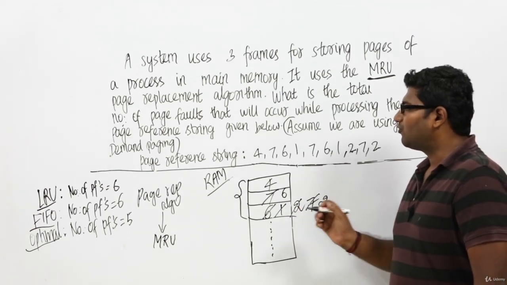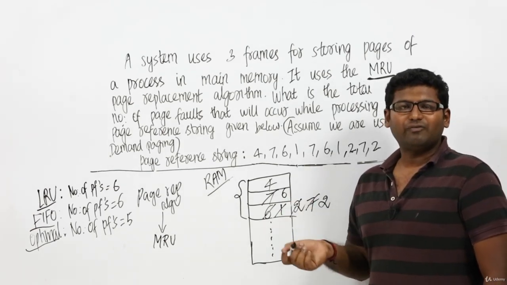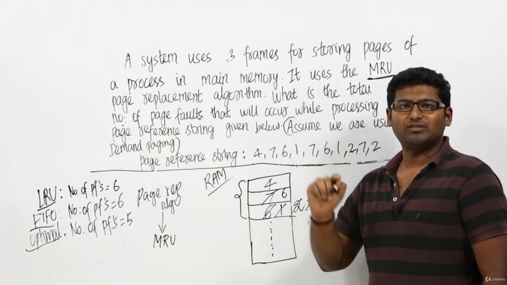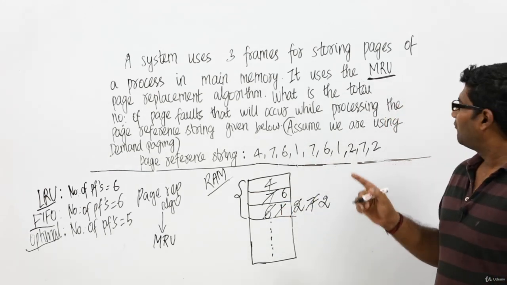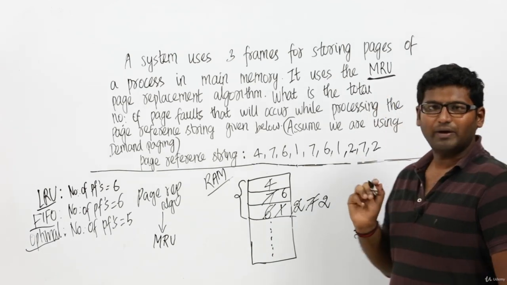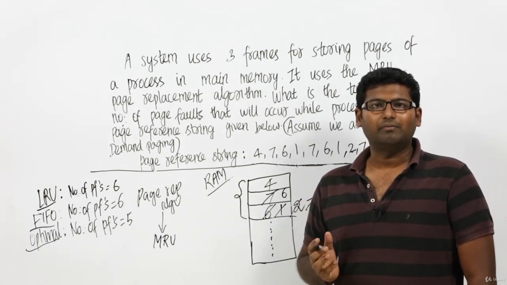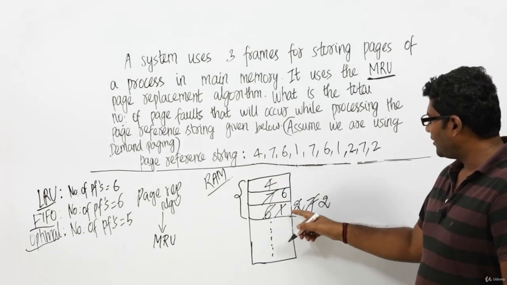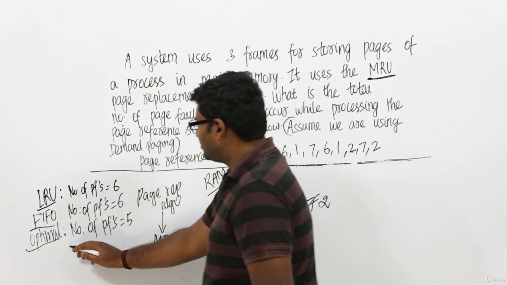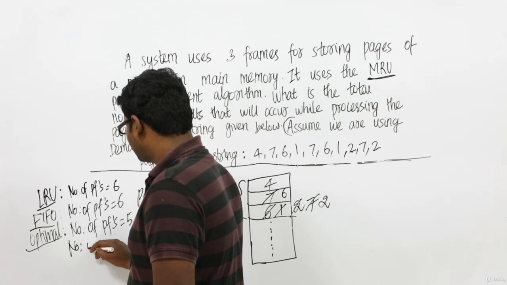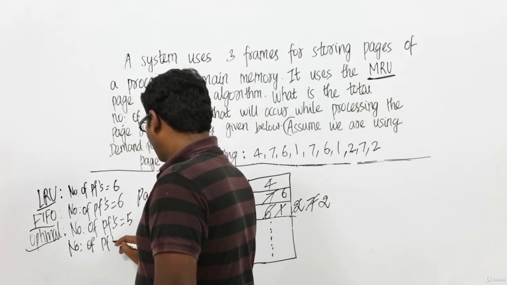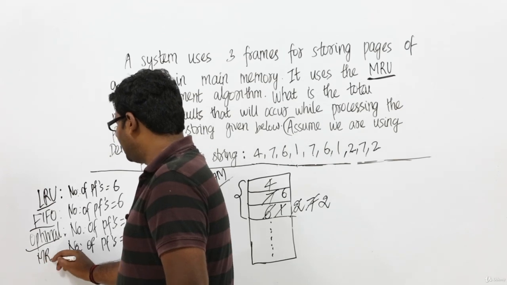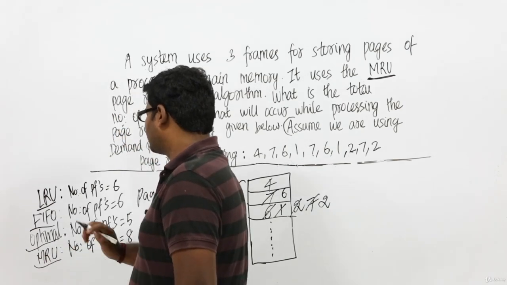So the number of page faults is higher if we use most recently used page replacement algorithm for this problem. That is important. For this problem, most recently used page replacement algorithm is not a good idea. That's what we mean by this. How many page faults did we get? 1, 2, 3, 4, 5, 6, 7, 8. So the number of page faults is 8 if we use most recently used page replacement algorithm.